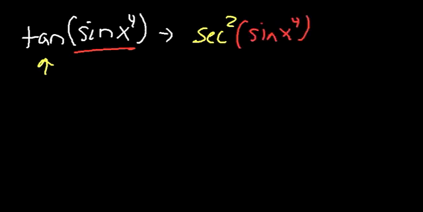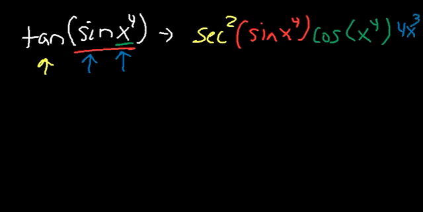Then work your way from the outside towards the inside. So now we're on the sine. So now we got to differentiate sine x to the fourth. The derivative of sine is cosine. And the interior of sine is x to the fourth, so this is going to be the same. Next, let's differentiate x to the fourth, which is 4x cubed. So that's the answer for that particular example.